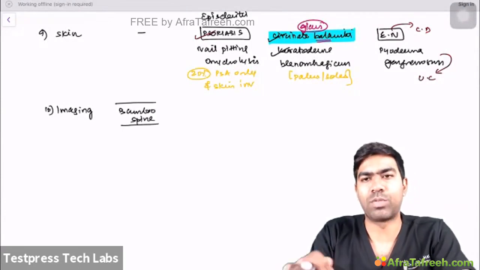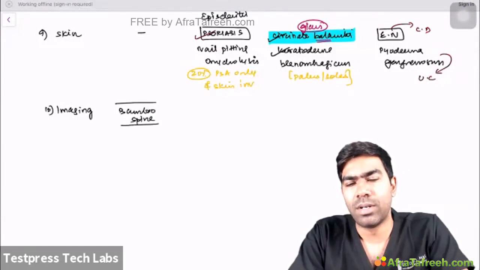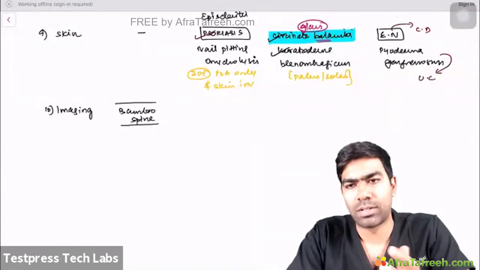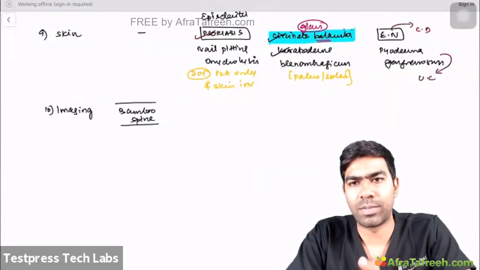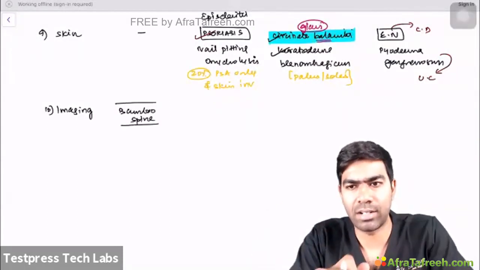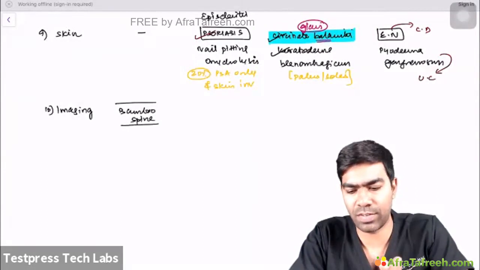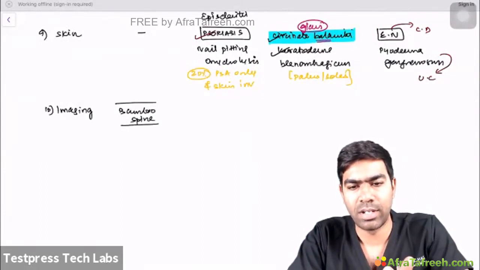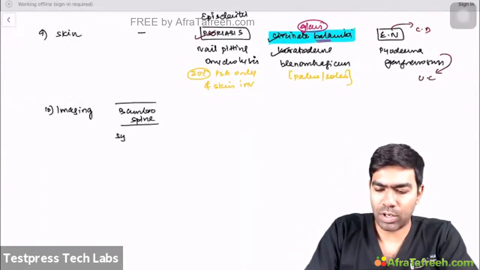Why do you get the bamboo spine in the first place? Because of the calcification of the ligaments. Yes, because of the calcification of the intervertebral ligaments and the spaces in between the ligaments, everything will get calcified. That's why you get the bamboo spine. And more importantly, you will get something called syndesmophytes.